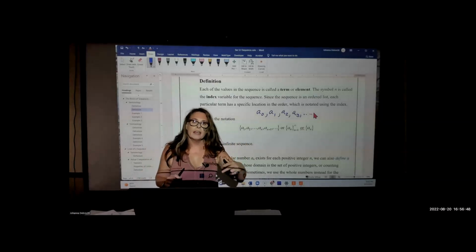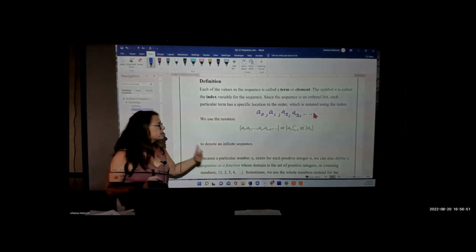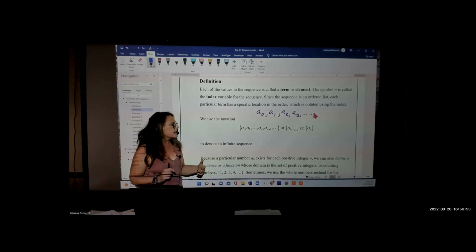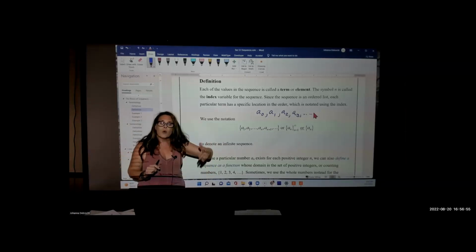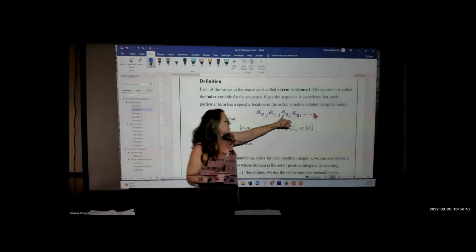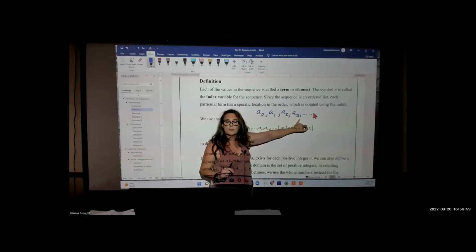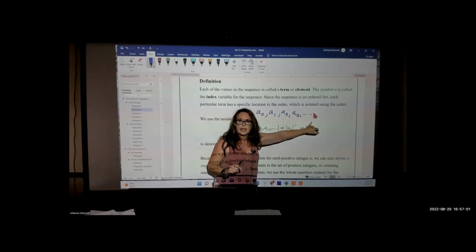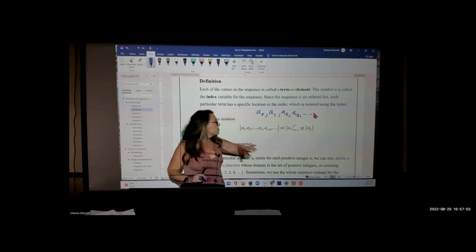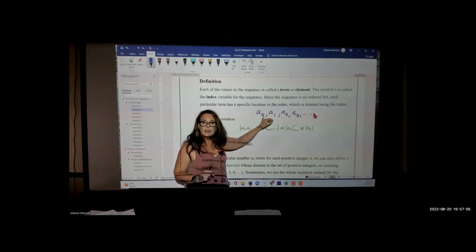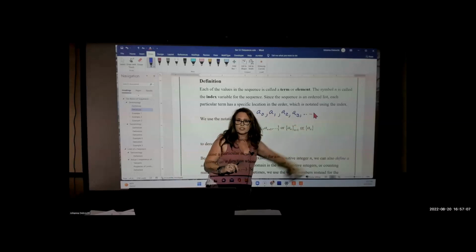So keep in mind that there's an order position and a subscript, which is the index, but they do go one after the other. So if this is a sub 2, the next one will be a sub 3, and the one after that will be a sub 4. So once we have the starting place, then they increase by 1 each time.